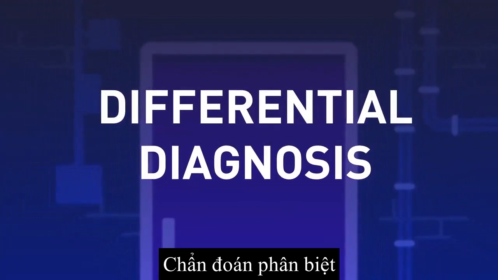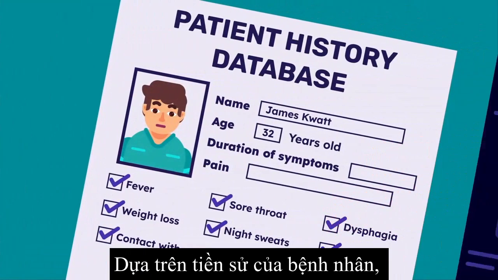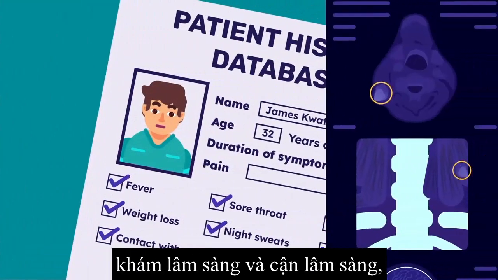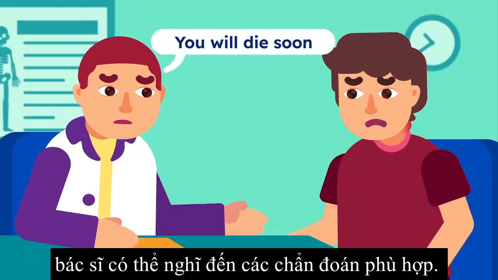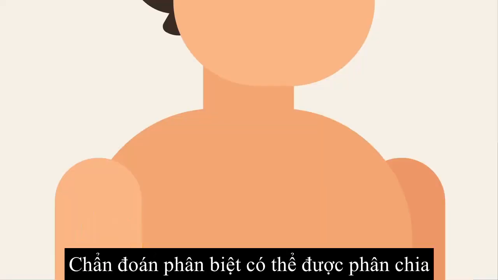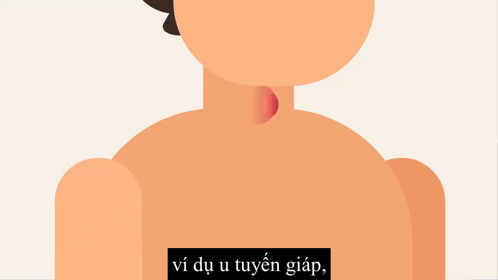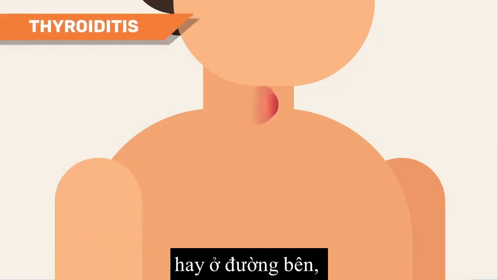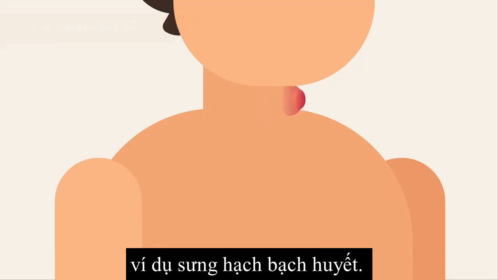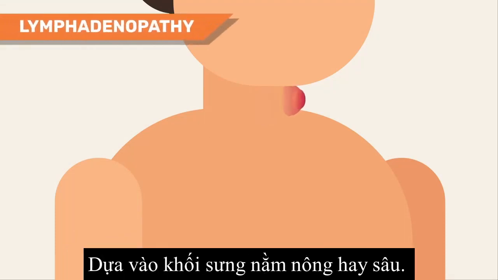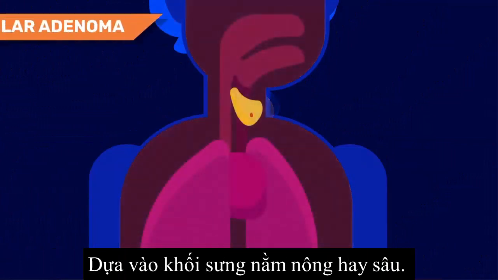Differential diagnosis. Based on the patient's history, physical examination, and investigations, the physician could reach the appropriate diagnosis. The differential diagnosis can be classified based on whether the mass is midline, for example, thyroid mass, or lateral, for example, lymphadenopathy. Whether it is superficial or deep.